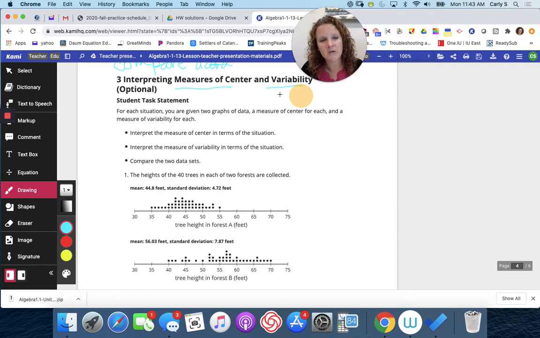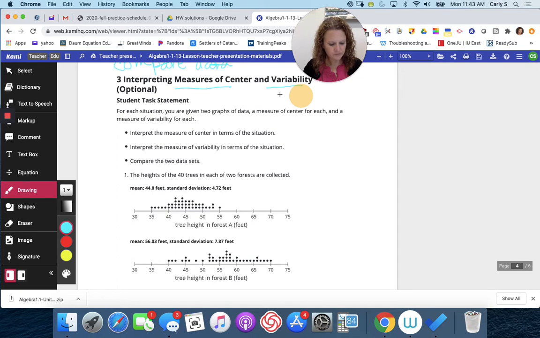That means that when you answer the question, you have to use the data that's given to you to answer. Interpret the measure of center in terms of the situation. So you're not going to say the measure of center is 44.8 feet. You're going to say the measure of center is 44.8 feet, which is the average tree height in forest A. That's in terms of the situation, okay?